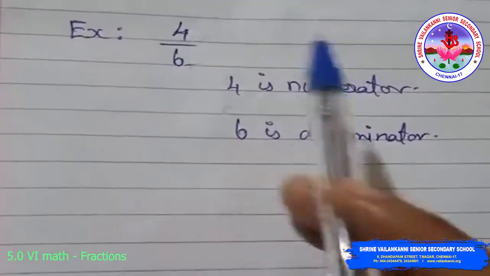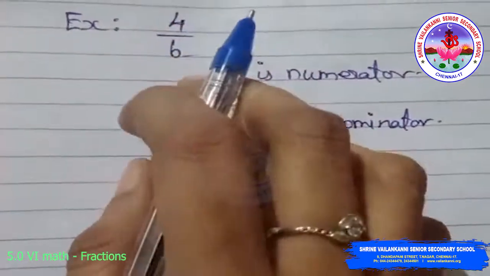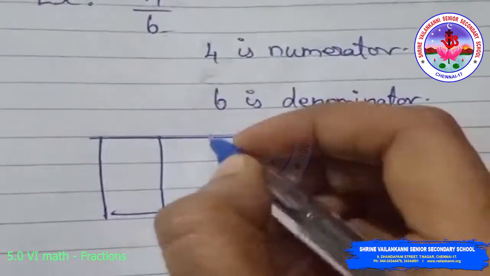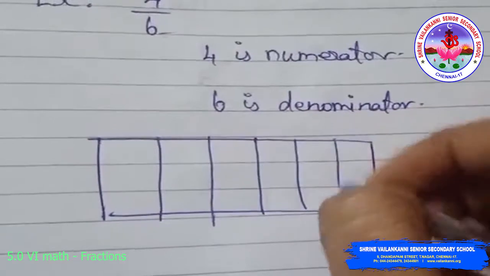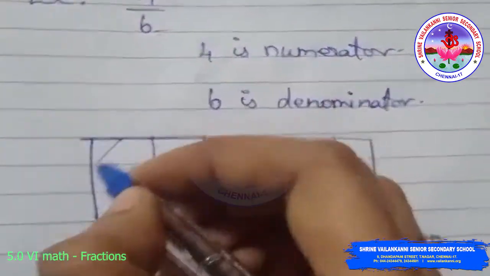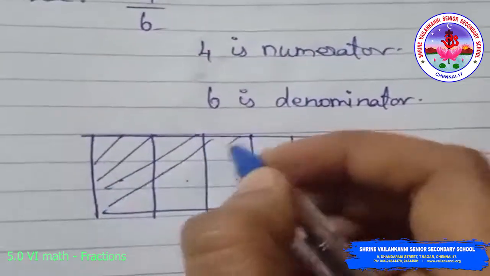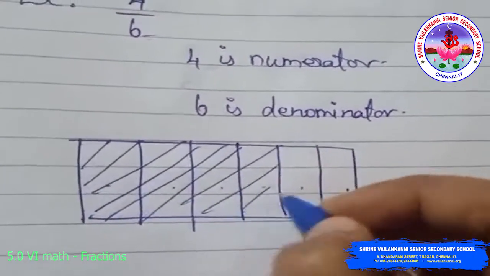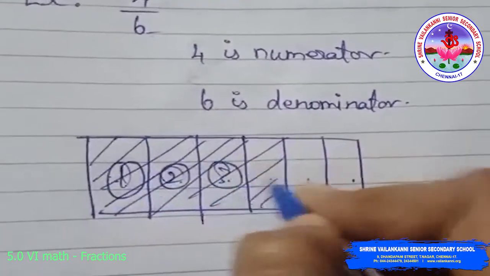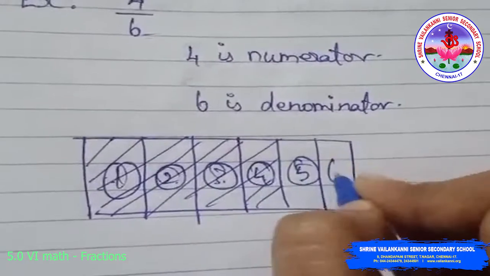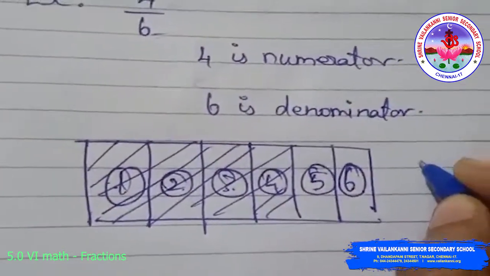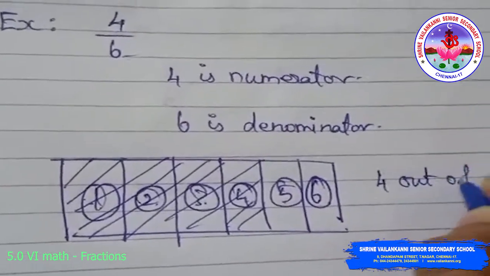Now draw the diagram for this fraction 4 by 6. That is 1, 2, 3, 4, 5, 6 parts. 4 by 6 means 4 parts are shaded: 1, 2, 3, 4 out of 6. This is 4 out of 6.